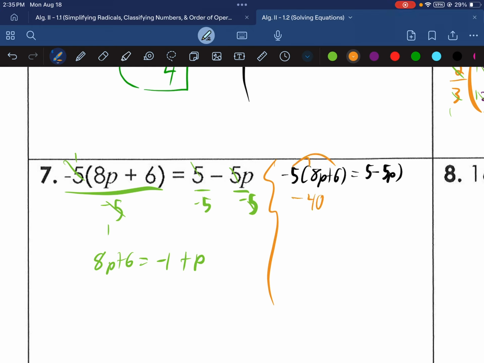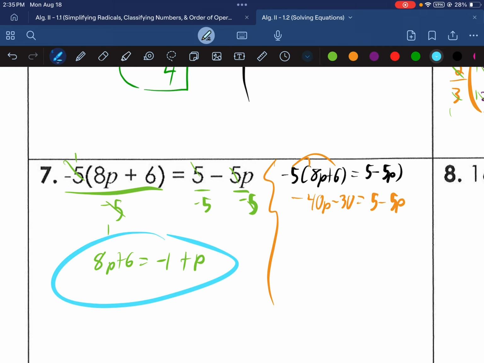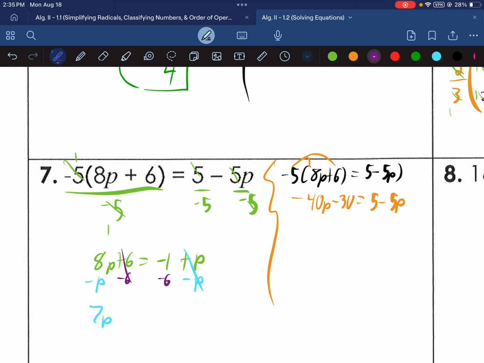And so you would end up having negative 40p minus 30 equals 5 minus 5p. And I'll showcase how to solve each of these. So on the left here, I'm going to move my smaller p toward my bigger p by subtracting p and get 7p. I'm also going to go ahead and subtract 6 to move my numbers to the other side and get negative 7.